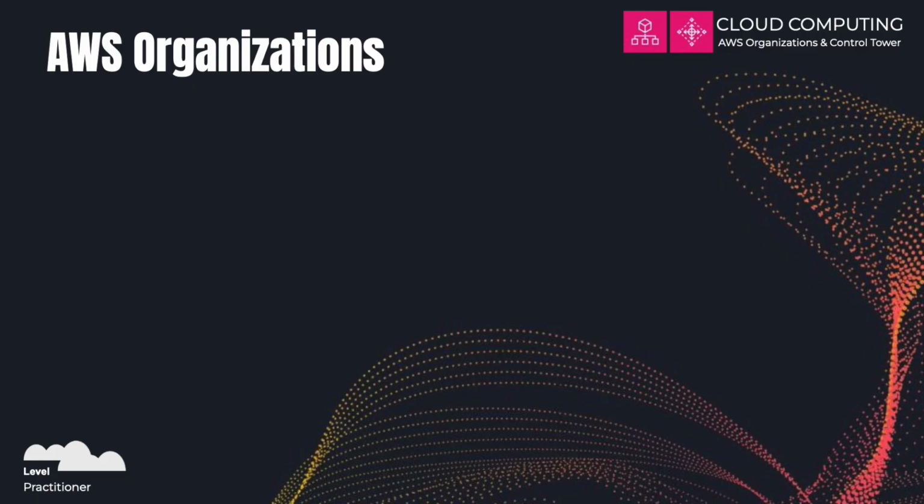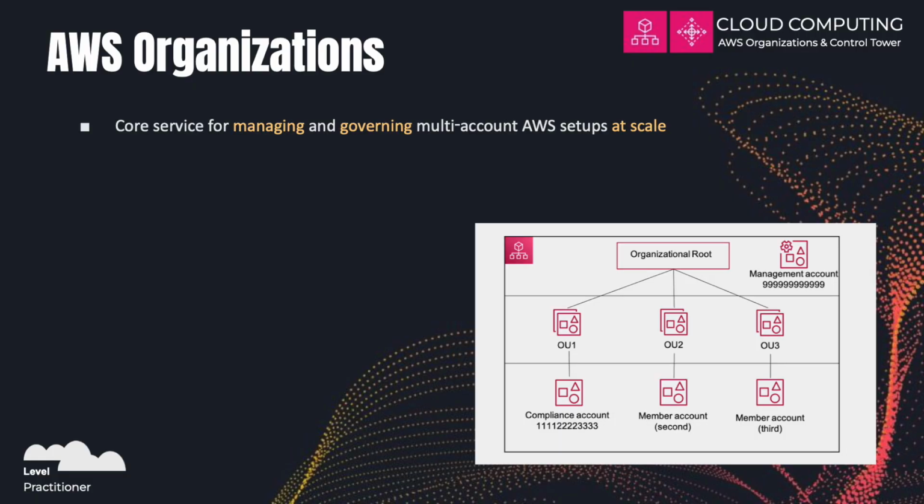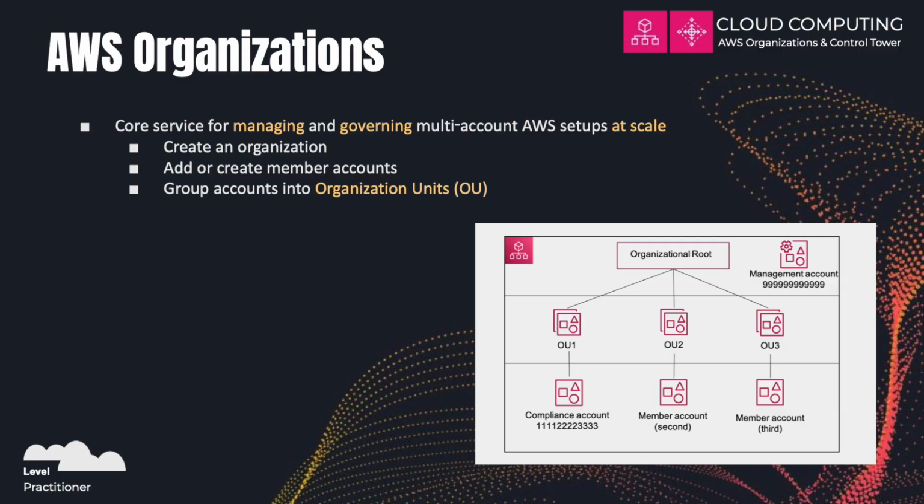AWS Organizations is the main service for managing and governing a multi-account setup. You create an organization, then you add or create member accounts under it. From there, you can group accounts into organizational units, or OUs, apply policies and rules at different levels, and centralize billing and governance as well.